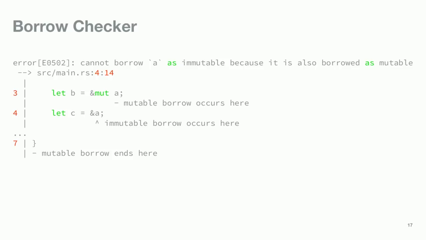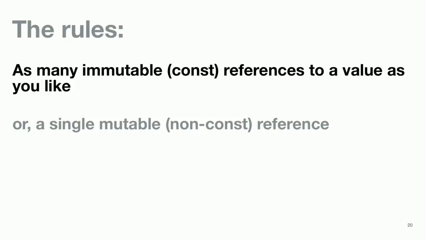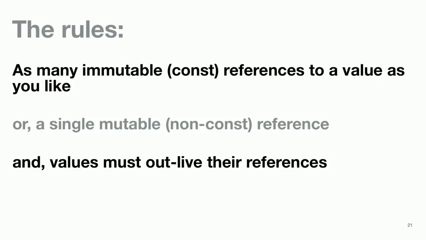Now, this might seem a bit restrictive because actually there's nothing particularly wrong with that code. This is a toy example, but this illustrates the kinds of restrictions that are baked into the language. And maybe it's best spelled out in writing. The rules are you can have as many immutable references to a value as you like. You can have 1,000 if they're all immutable, or a single mutable reference. Those are your two choices, as many immutable references or one mutable reference. And also there's a rule that values that references refer to have to outlive their references. So the lifetime of values is statically tracked throughout your program.